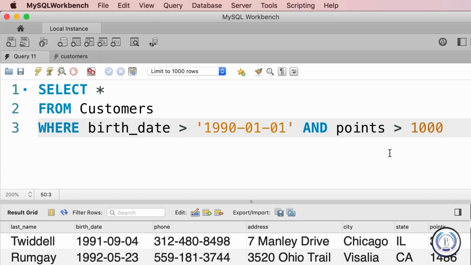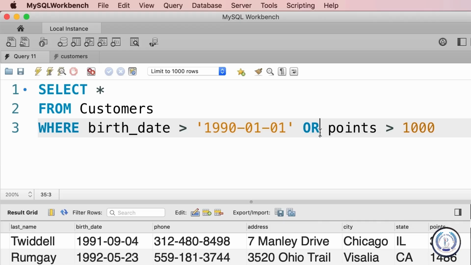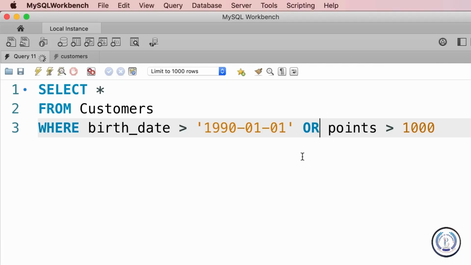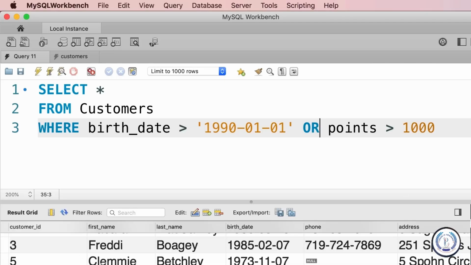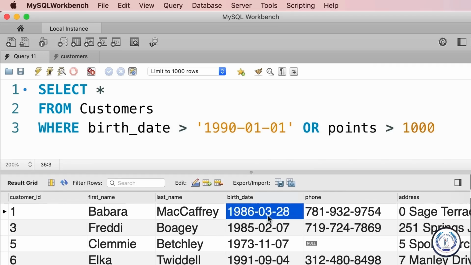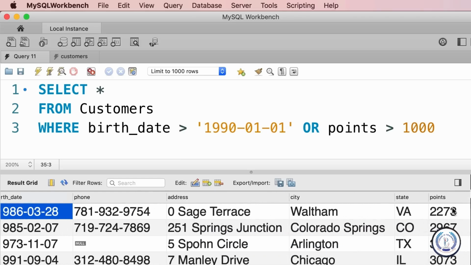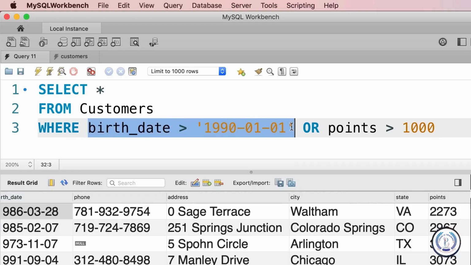In contrast to the AND operator, we have the OR operator. So with OR, if at least one of these conditions is true, that row will be returned in the result set. Let's take a look. Now we execute this query again. Instead of 2 records, we have quite a few records. So for example, we have this person who is not born after 1990, but if you look at their points, they have more than 1,000 points. So any customer record that satisfies at least one of these conditions will be returned.